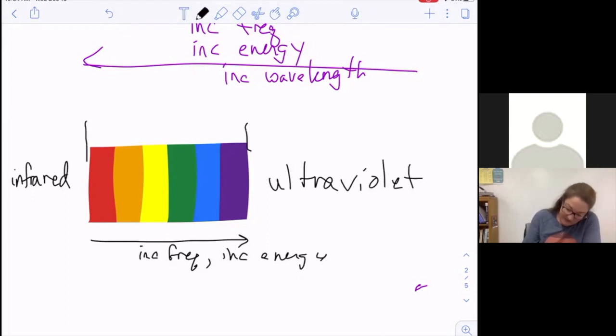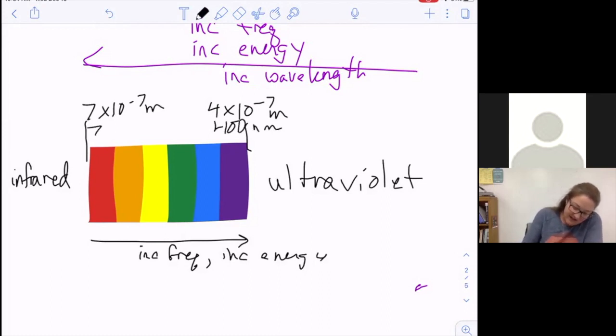The wavelength of light that this spectrum includes is 4 times 10 to the negative 7th meters on this end, 7 times 10 to the negative 7th meters on that end, or it's also called 400 nanometers to 700 nanometers. So again, wavelength increases as we go that way.